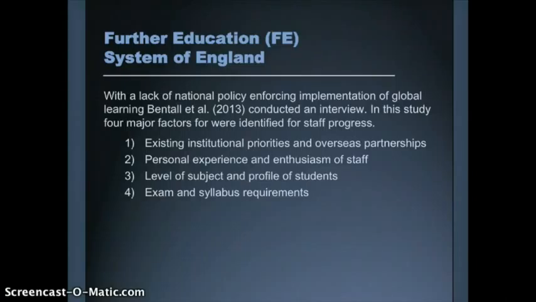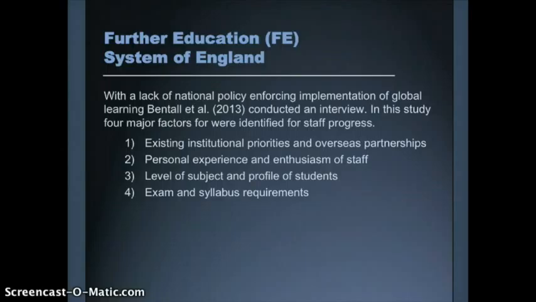But with a lack of national policy enforcing implementation of global learning, Benthall et al. conducted an interview. In this study, 4 major factors were identified for staff progress in order to integrate further global learning into the classroom. The first one being existing institutional priorities and overseas partnerships. When an institution had the priority of global learning, it was easier to integrate into the classroom. When overseas partnerships already existed, it also made that easier as there could be outreach done and connectivity made.